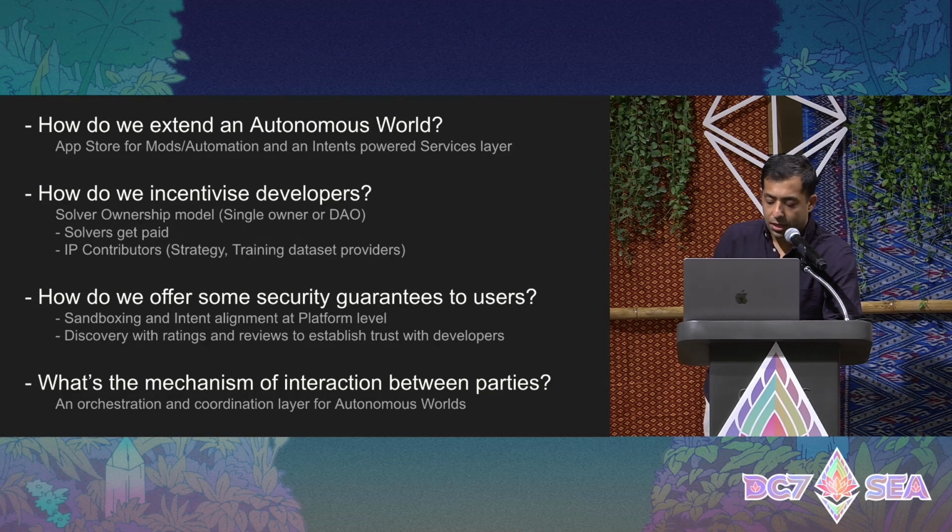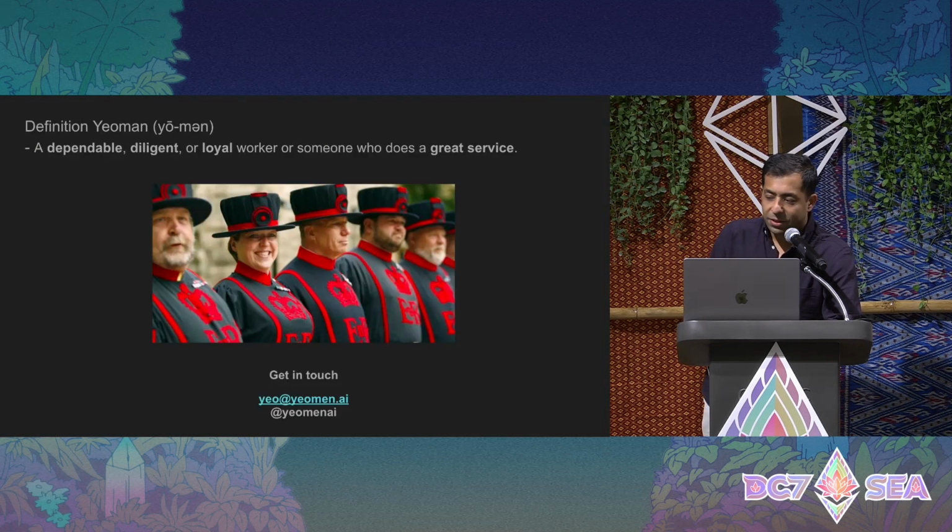So, I was asked what is the meaning of Yeoman? Yeoman means a dependable, diligent, or loyal worker, someone who does a great service, is part of the dictionary definition. The name is inspired by the Yeoman Warders of the Tower of London. They've been tasked with guarding the crown jewels for centuries.